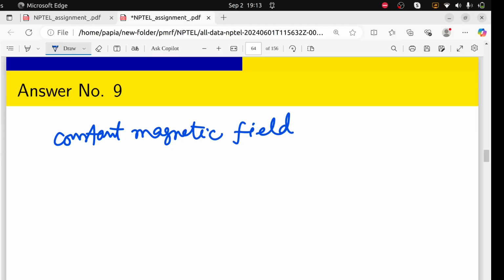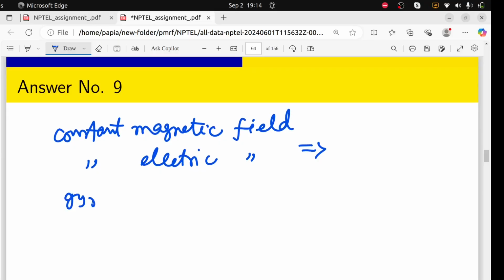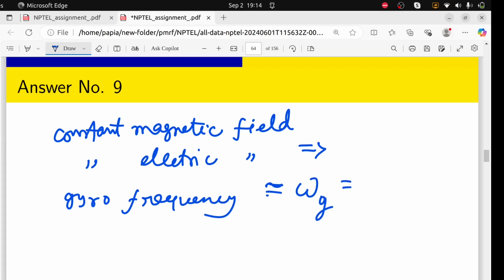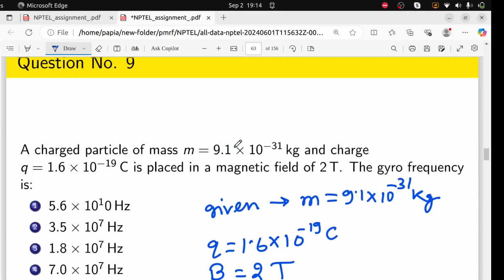And also if it is in an electric field, a constant electric field is also there, then the gyro frequency, they are talking about the gyro frequency. Gyro frequency is omega g, or something you can take. So it is qB by m, and this is the mod value. Why mod value? Because q can be plus or minus, so it is mod of qB by m.